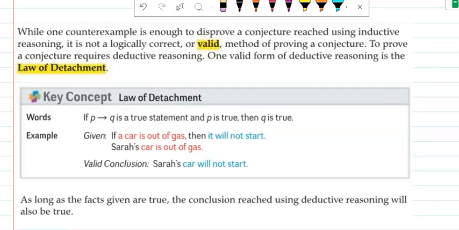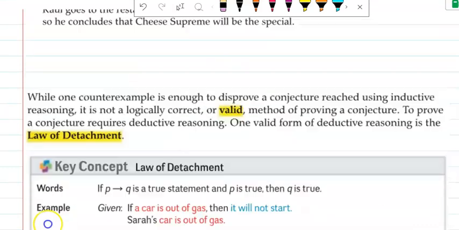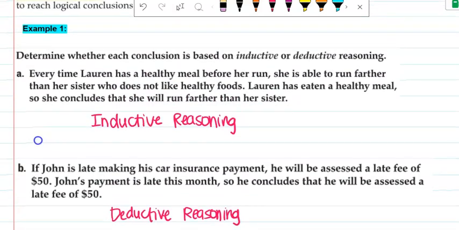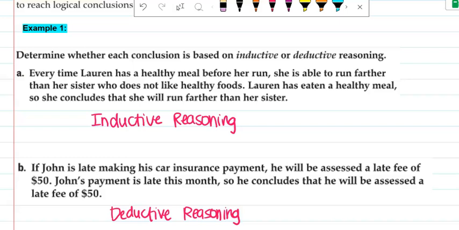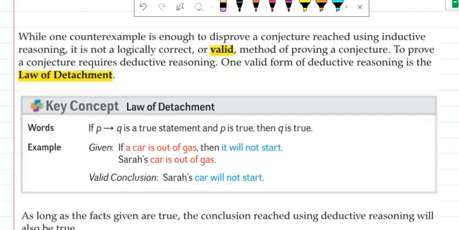So then we kind of move into this law of detachment, which is kind of what we were just talking about. Recognizing a pattern within our sentences, okay? Like, what was that first one? What was her name? So Lauren, right? She ate a healthy meal. She's going to run faster than her sister. Today she ate a healthy meal, so she's going to assume that she's going to run faster, okay? So our law of detachment allows us to, if we start our sentence the same way, with the same beginning, our conclusion can be the same.